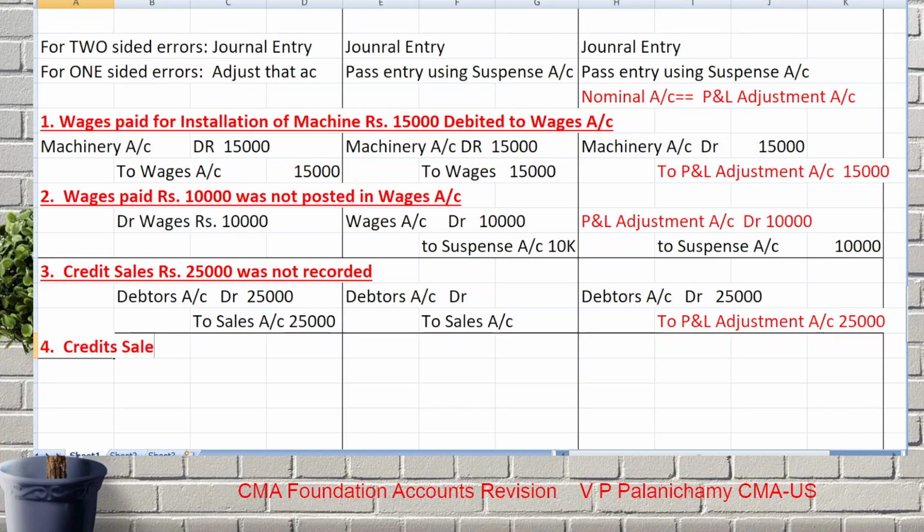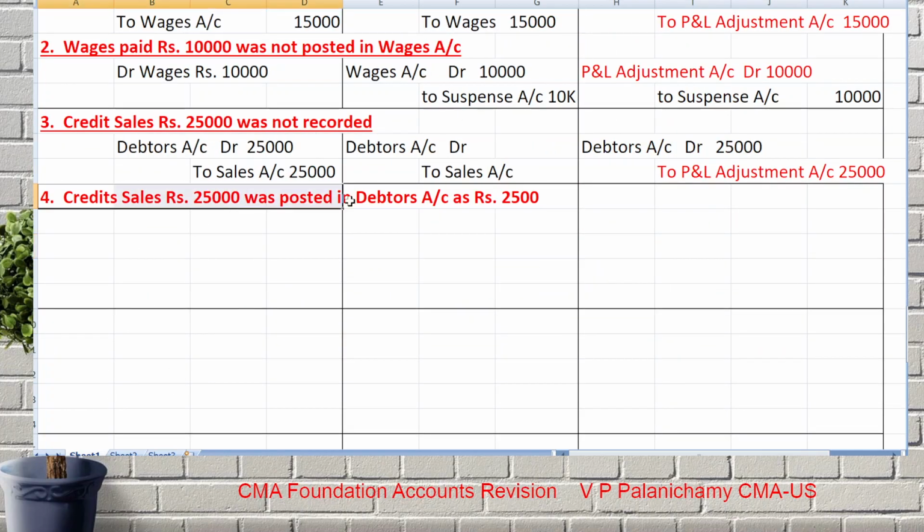Credit sales rupees 25,000 was posted in debtors account as rupees 2,500. Credit sales 25,000 was posted in debtors account as what? 2,500. Now the mistake is in sales account or debtors account?